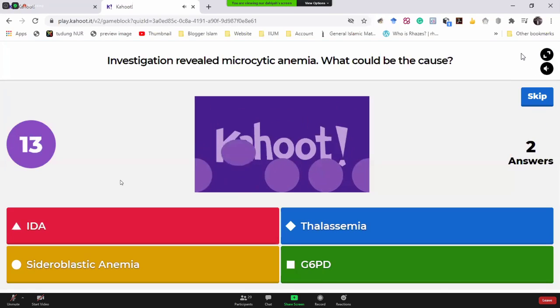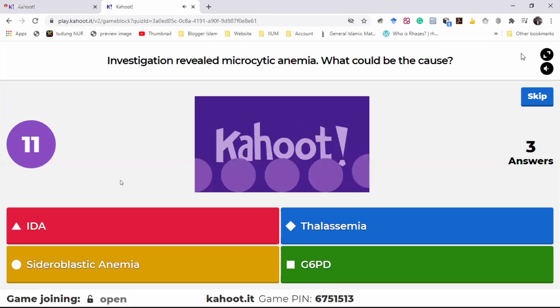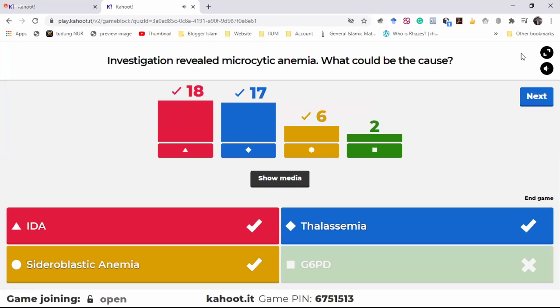Okay, investigation revealed microcytic anemia. So what could be the cause of microcytic anemia, if you still remember the mnemonics? This is multi-select. Okay, so you got it right. There are 5 causes. I see the little cells mnemonic.